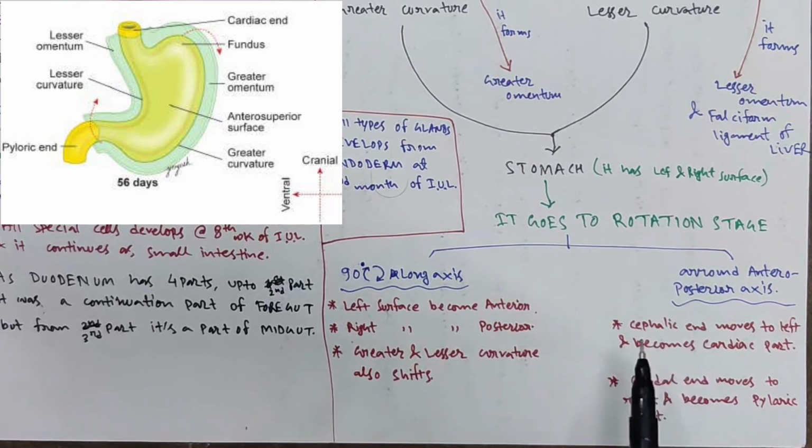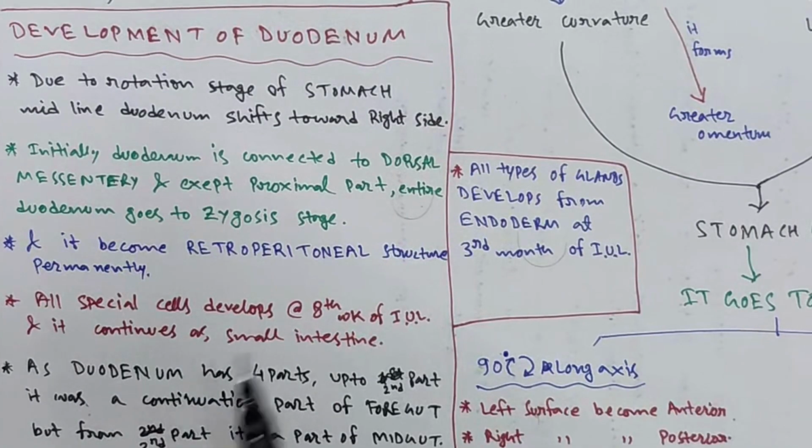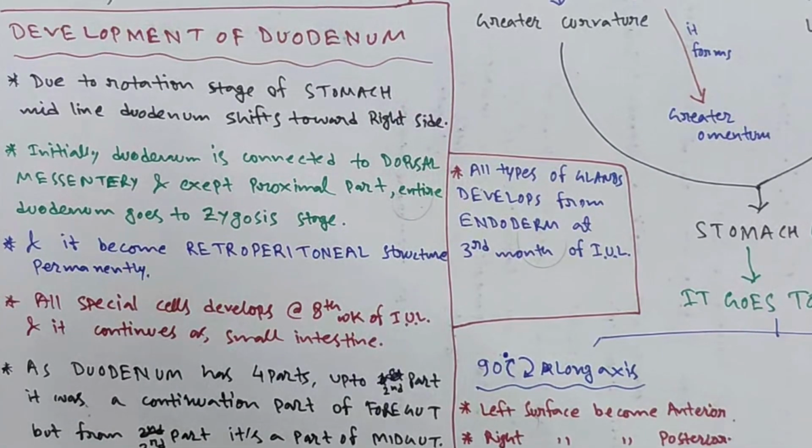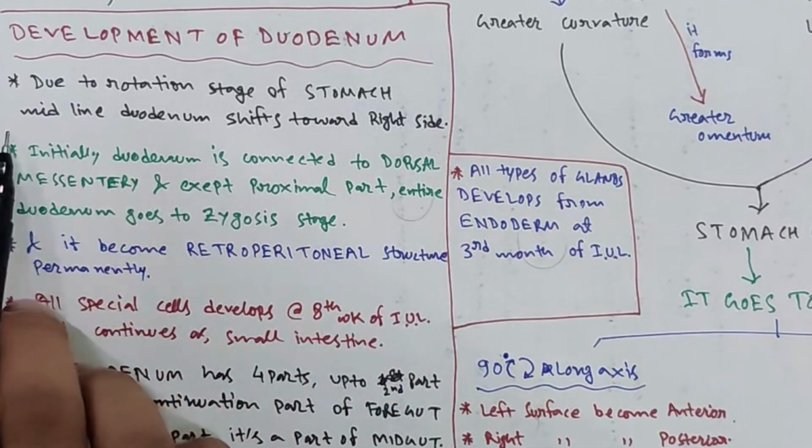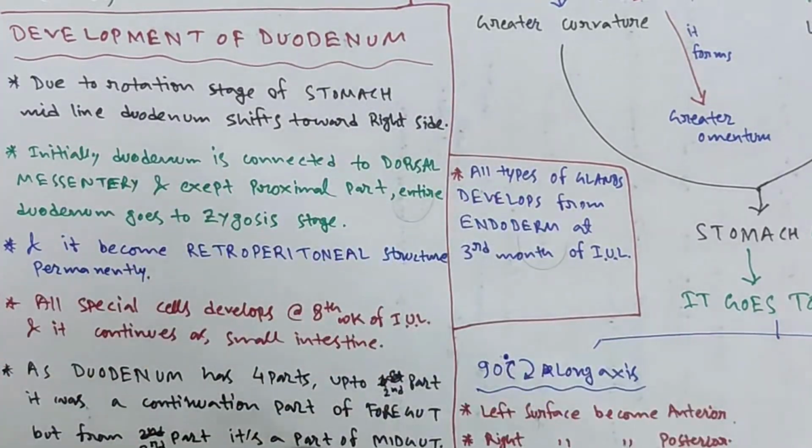This cephalic end moves towards the left, and it becomes the cardiac part. And the caudal end, which presents towards the foot, this caudal part of the stomach moves towards the right and becomes the pyloric part. Now, development of the duodenum. Due to the rotation of the stomach, this midline duodenum also shifts towards the right side.